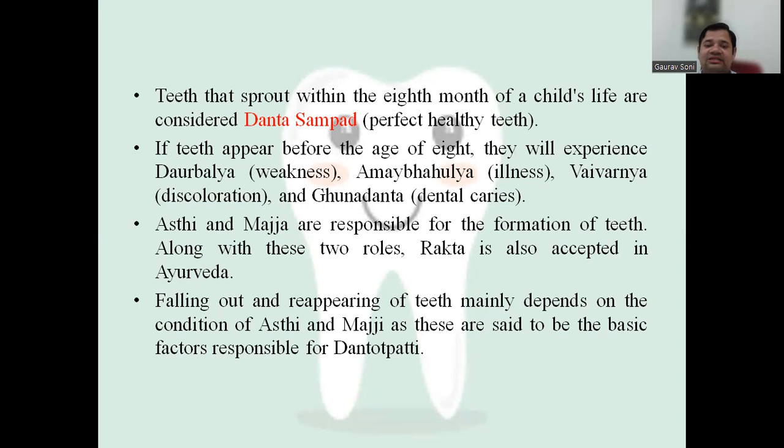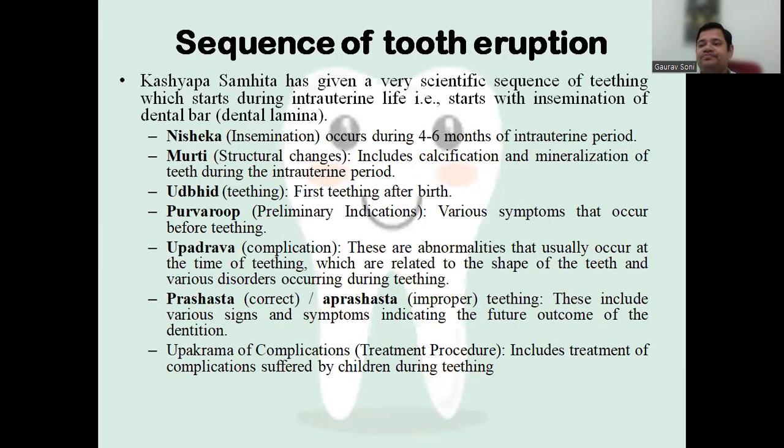in the dental caries. Asthi and Majja are responsible for the formation of teeth. Along with these two, Rakta is also a factor in the Ayurveda. Falling out and reappearing of teeth mainly depends on the condition of Asthi and Majja, as they are said to be the basic factors responsible for Dantotpatti. So these Asthi and Majja are the most basic factor. तो अगर इस धातु में कोई कमी होगी तो teeth will also not be in the proper manner.